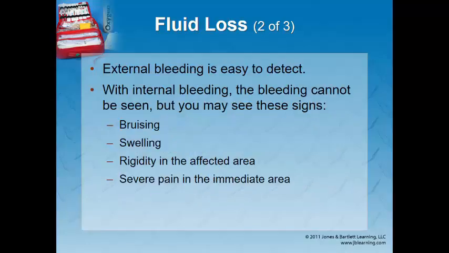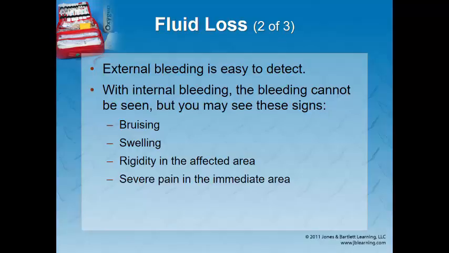External bleeding is pretty easy to see. It's pretty easy to detect. You do your rapid head-to-toe assessment, you can find it. Internal bleeding, not so much. So you can look for some subtle signs, though, like a bruise or swelling. A bruise in its very early stages is just a reddening. It's not purple yet, it just looks red. It won't be purple for several hours or even the next day. Some swelling under the skin like a hematoma, or rigidity in that affected area.